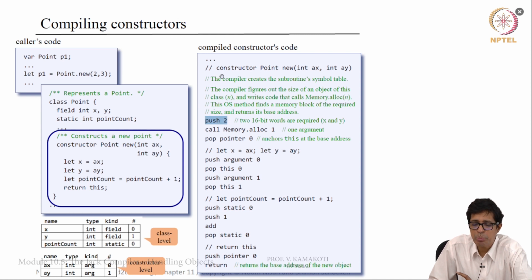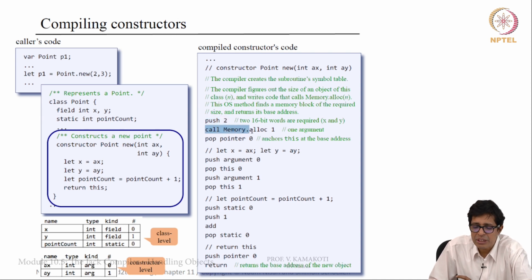So this is point.new, right. This is function point.new, and what we need to do is push 2. In general, the compiler figures out how many local variables there are, and it will push that many amount of that value here. So if I have 10 variables, I will say push 10.